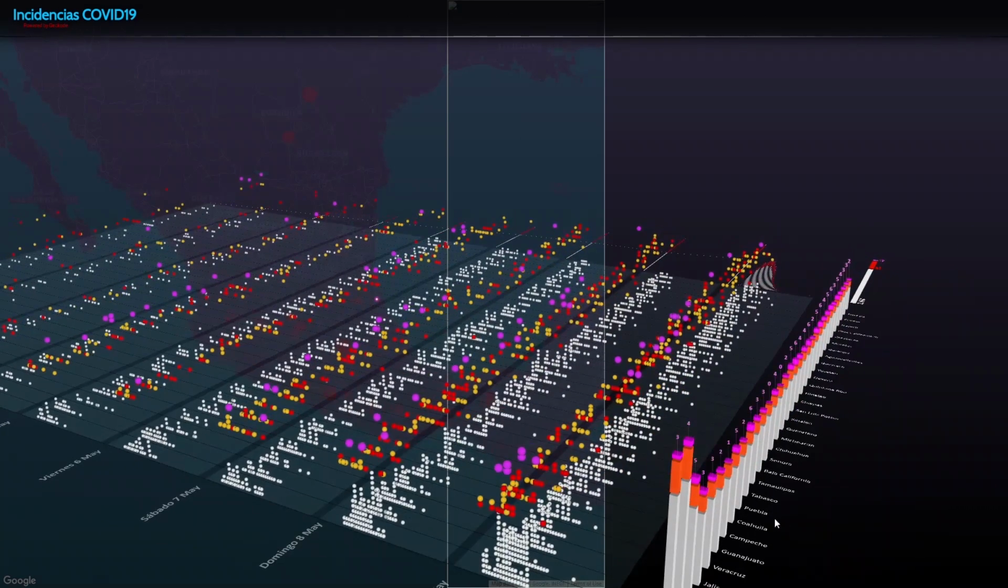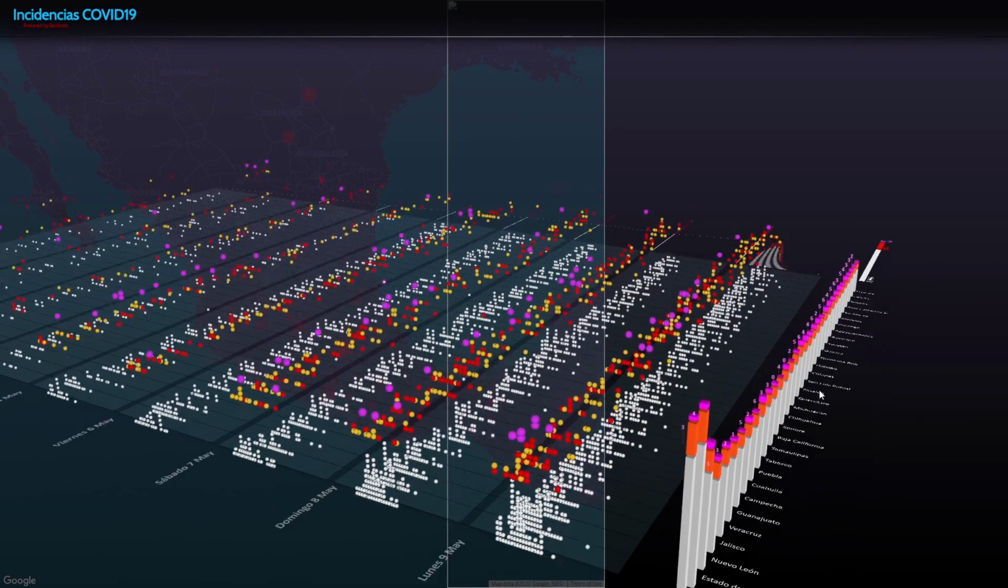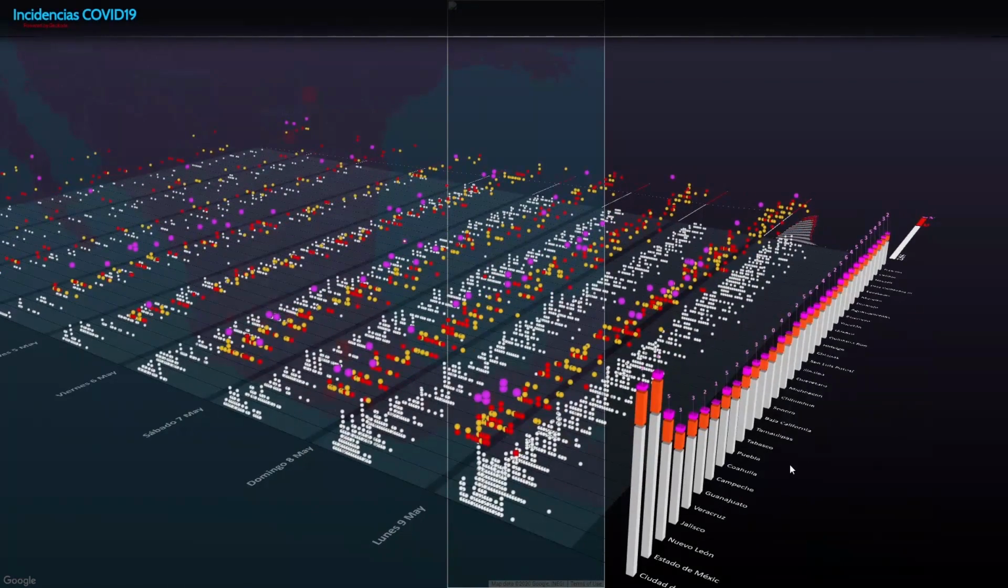So the white ones are patients who have performed the test and tested negative. The yellow ones are patients who are recovering. Purple ones are patients who have died, and the red ones are in the treatment process. We can see an executive summary on the right side based on states and cities.